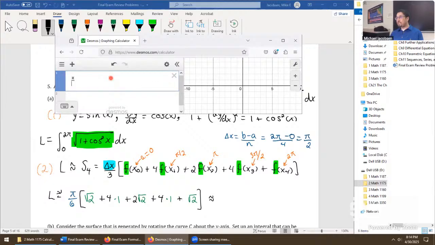So we have pi over 6 multiplying square root 2 plus 4 plus 2 square root 2 plus 4 plus, it might have been easier if I just combined those, but let's put it all in, plus square root 2. Let me check my numbers here, so they look kind of suspicious. So I've got a root 2, a 4, a 2 root 2, 4, and another root 2. Might have combined like terms to speed that up, but we've got a length of about 7.2 units.